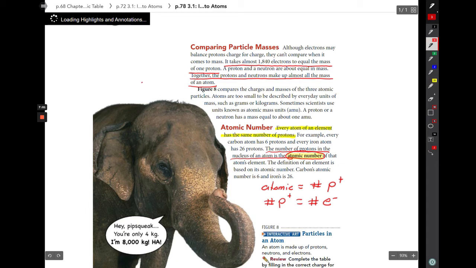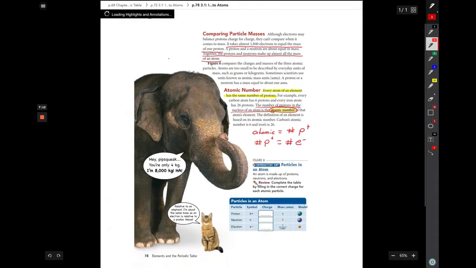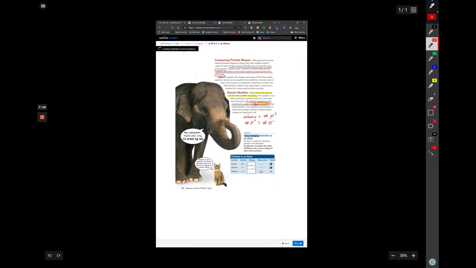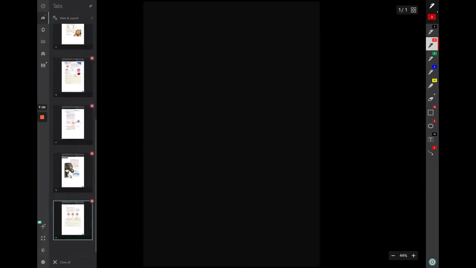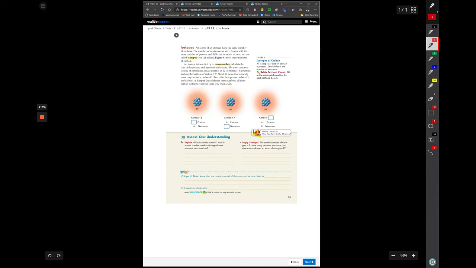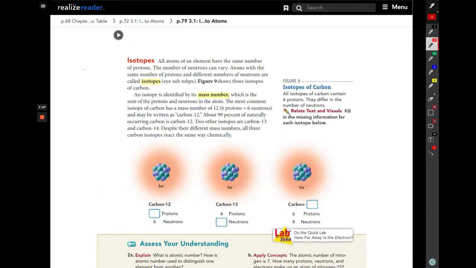So if the atomic number equals the number of protons, and the number of protons equals the number of electrons, the atomic number also tells you the number of electrons. So when you see the atomic number on the periodic table, that is going to tell you the number of electrons as well. Protons and electrons are the same, but the number of neutrons can be different. So even though all atoms of an element have the same number of protons, the number of neutrons can vary.